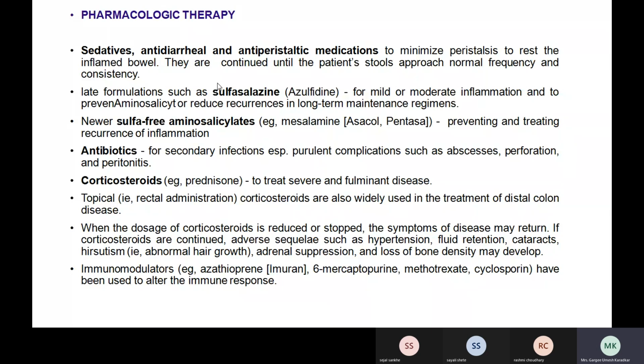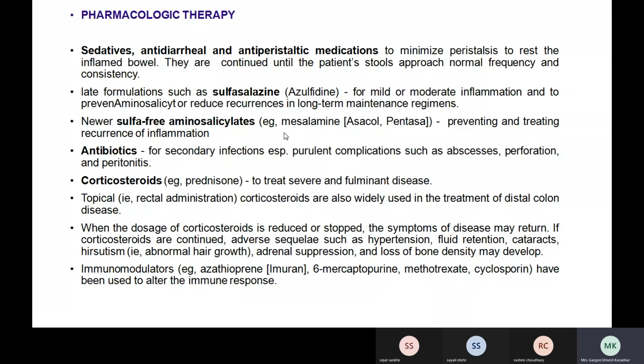Then certain sulfa formulations like sulfasalazine are given in case of mild to moderate inflammation and to prevent infections. Secondly, there are aminosalicylates, for example, mesalamine, which will help in treating and preventing the recurrence of inflammation.